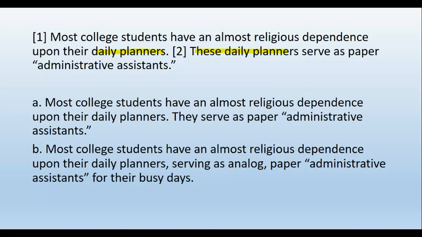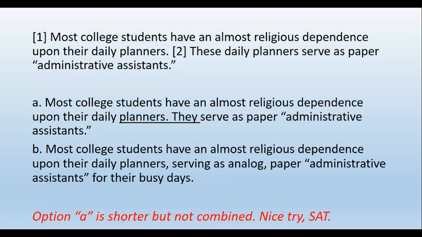Look at this A choice. This is nice. You've gotten rid of these daily planners with the word they, but you still have a period here. And that's going to be the red flag. I want you to recognize that A is definitely shorter than B, but you didn't combine the sentence. The question is going to be, which is the best way of combining these sentences? So that becomes a red flag. They do that a lot, where they'll give you a shorter answer, but it's not really combined.